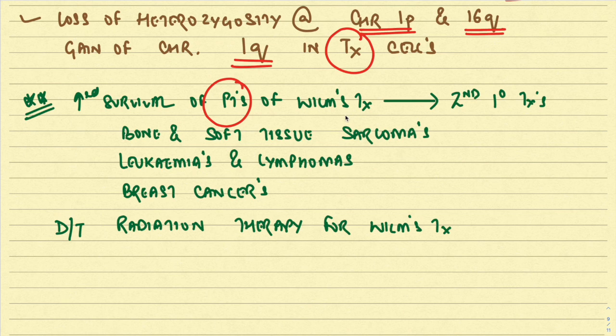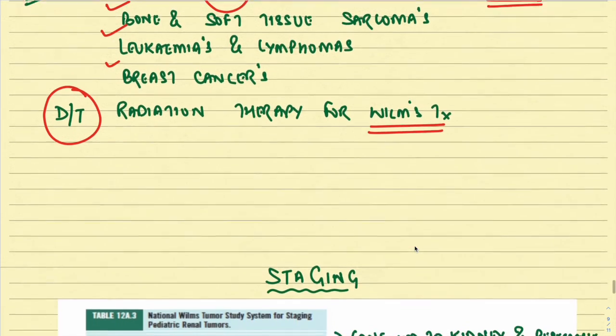These patients who survive can develop second primary tumors, like bone and soft tissue sarcomas, leukemias and lymphomas, or breast cancers. Now, why are they developing these tumors? Because of the radiation therapy they received for the Wilms tumor. So we have to use radiation therapy very judiciously, and we should not overtreat the patient for Wilms tumor, because the radiation itself can be a risk factor for second primary tumors later on in their life.